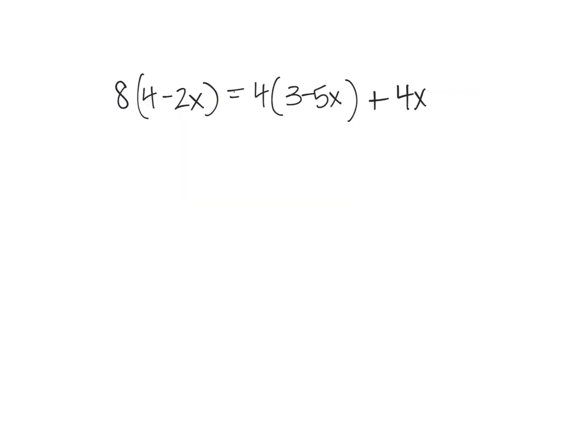All right, let's try another one. So I have this big, long problem. I can't just tell anything by looking at it. I have to do a little bit of work first. So I'm going to do 8 times 4, which is 32. And then I'm going to do 8 times negative 2x. Remember, this is a negative 2x, which is negative 16x.